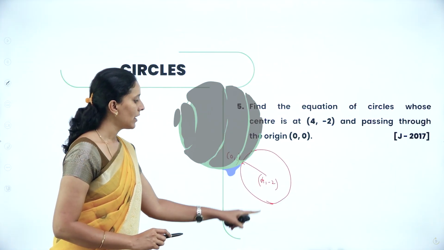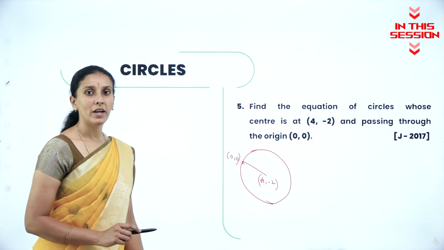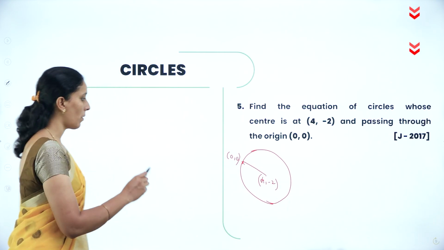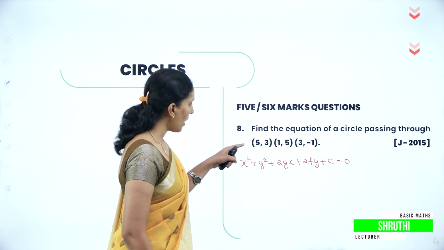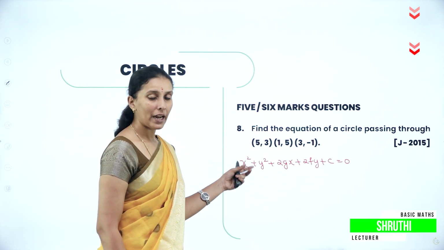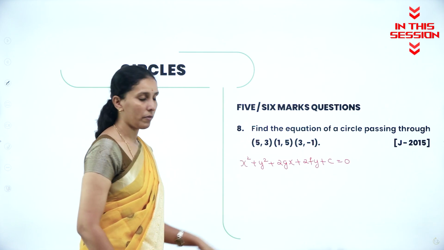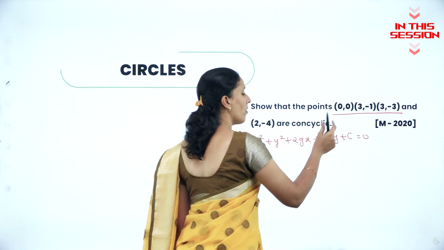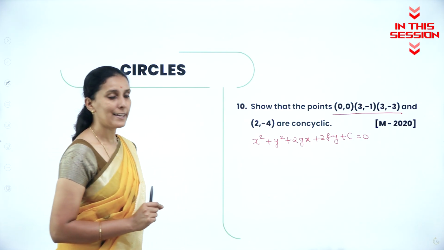So the distance clearly is 4 minus 0 whole square plus 2 minus 0 whole square using the distance formula. So since the standard equation lies like this and all these points are on the circle, we can take the value of x and y as 5, 3, 1. So if 0, 0 is on the circle, then x and y should be taken as 0.